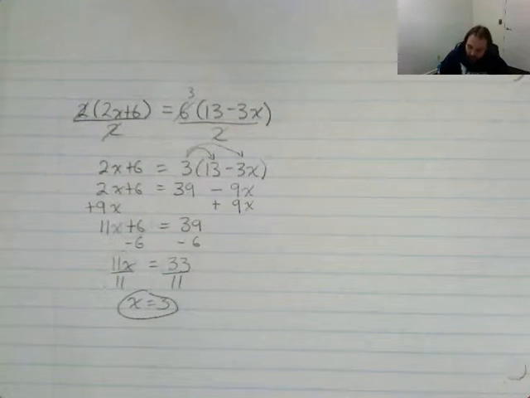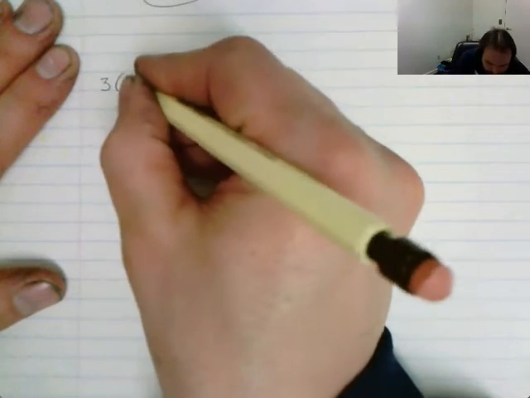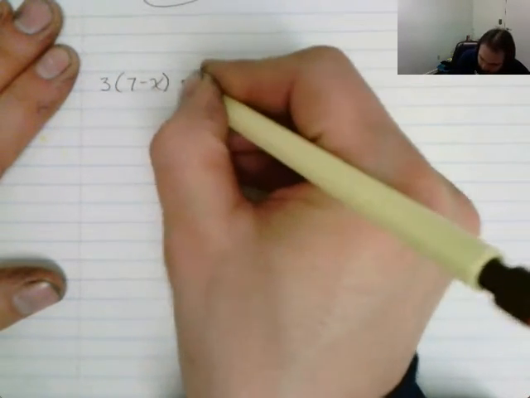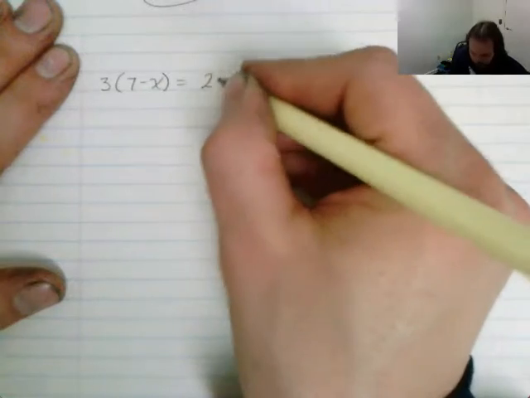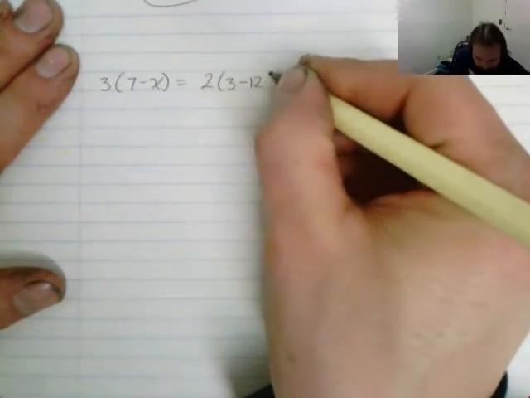Okay? So we're going to look at one more example here, one that's a little bit trickier. All right? So let's take a look at this next one. For this next one here, we are going to have 3 groups of 7 minus x is equal to 2 groups of 3x minus 12.